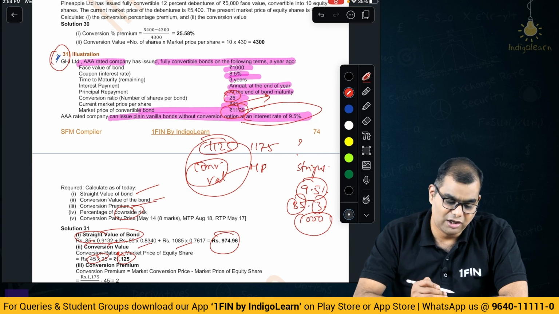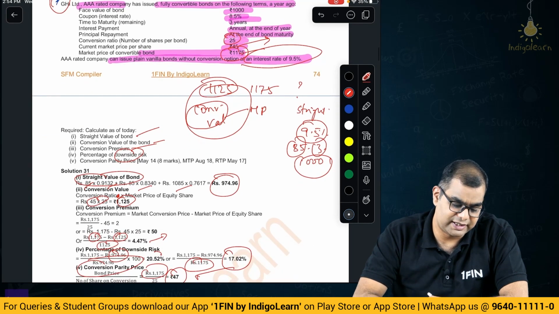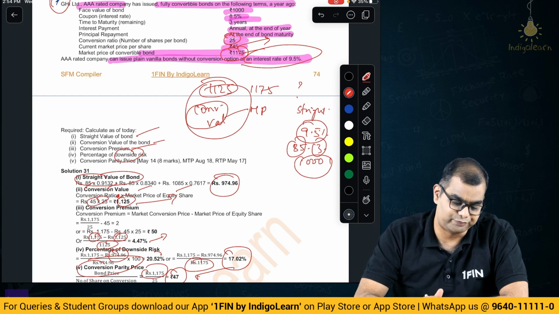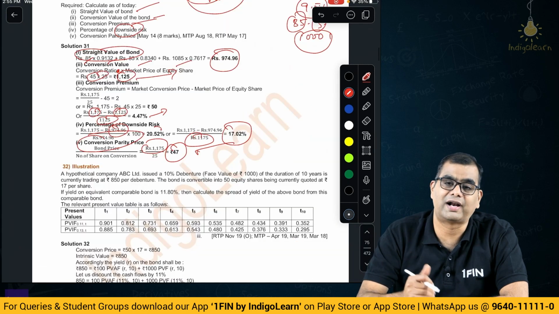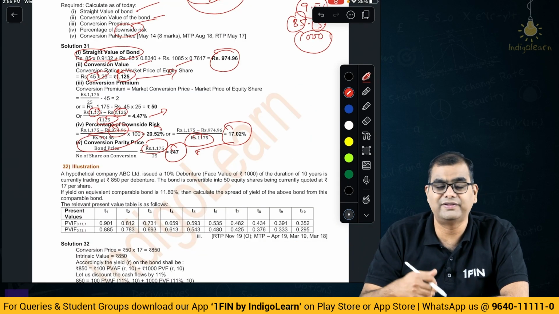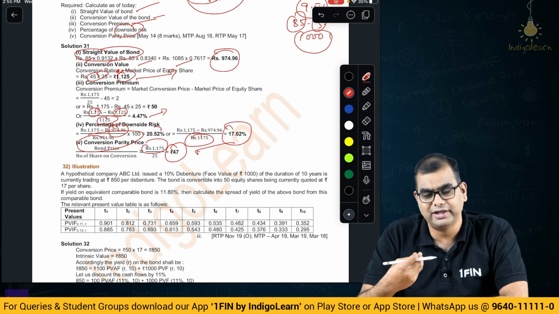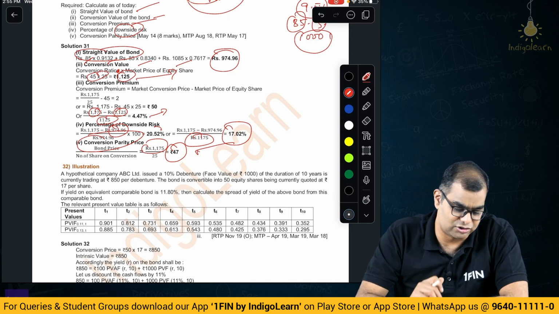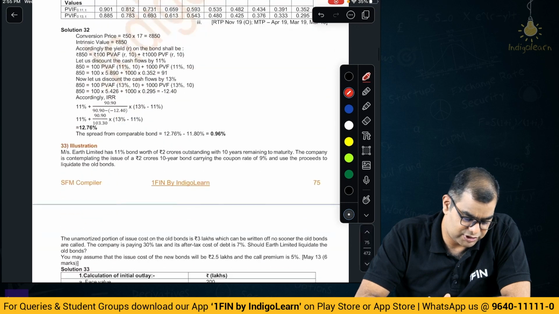Why? They are getting a lower value. How much is the value that they are getting? They are getting only 1125, whereas the bond itself is giving you 1175. Okay. So they would rather sell it off in the market. However, if the exercise doesn't happen and equity shares are not taken, the value of the bond falls to 974. So you should keep that also in mind. Let us look at the next question.